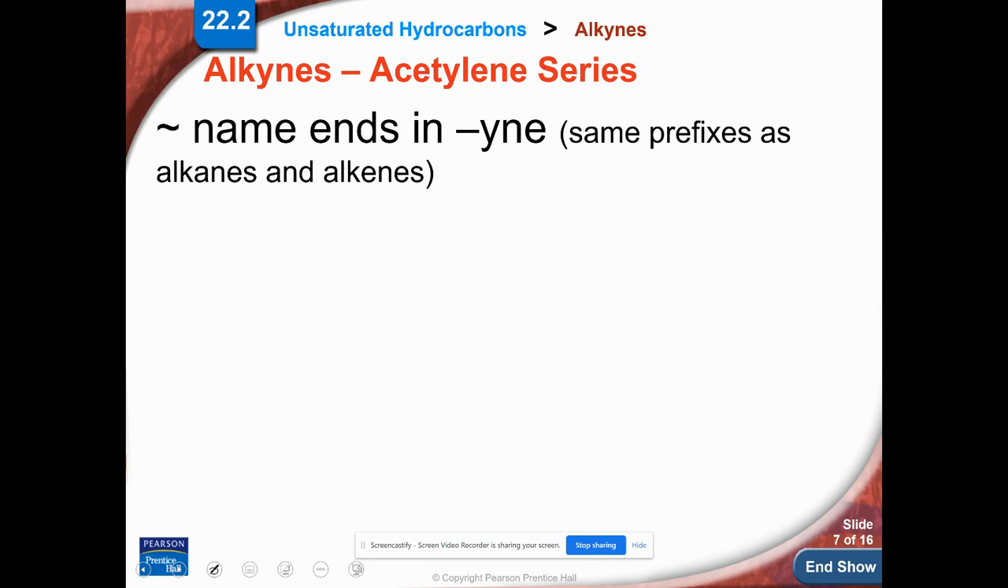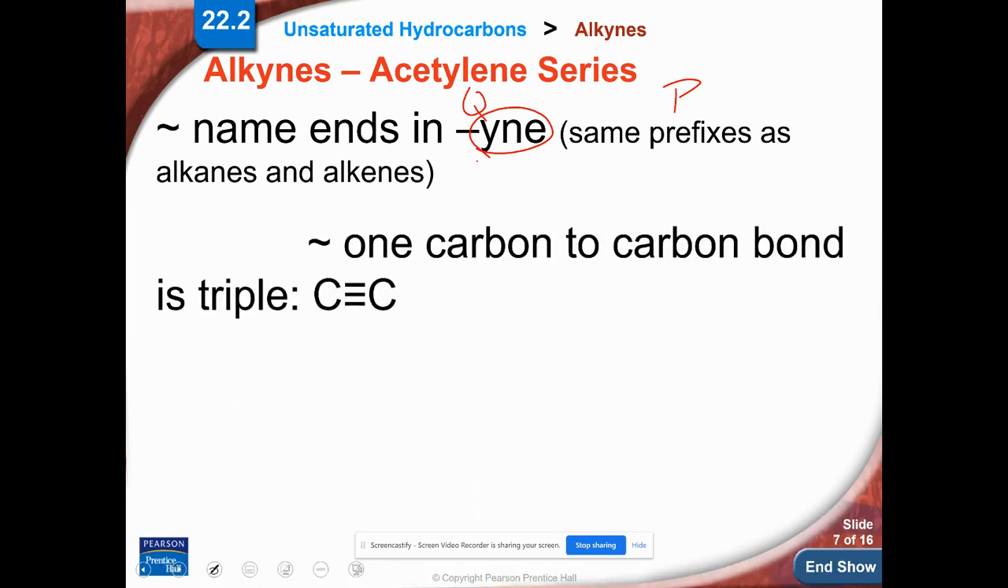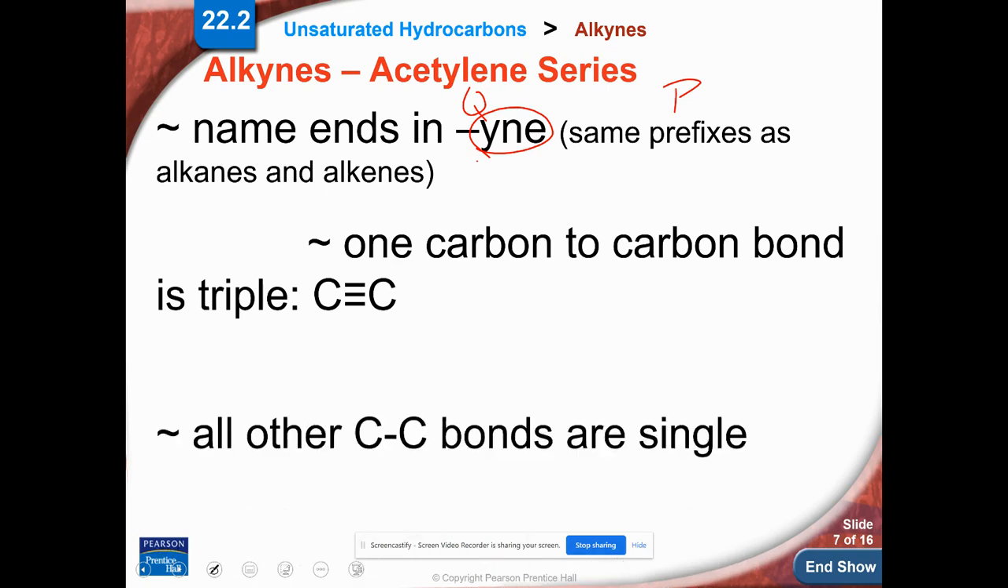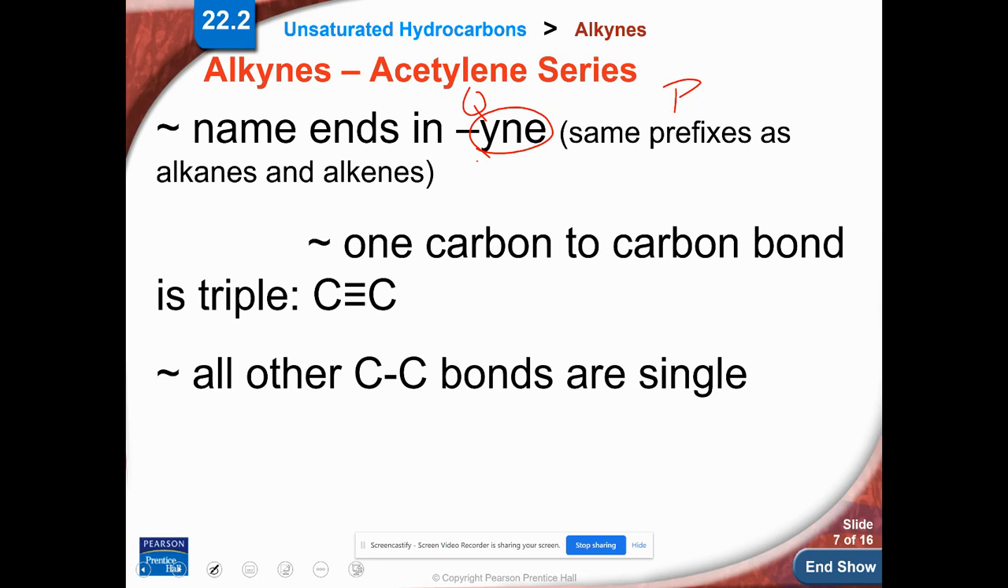All right, so our alkynes end in Y-N-E, still using the prefixes from table P, and we get our ending from table Q. So now we have the alkynes, and we have a triple bond. We go alkane, alkene, alkyne, so single, double, triple, it's right there on table Q. A triple bond is going to be 6 electrons shared, or 3 pairs of electrons shared.